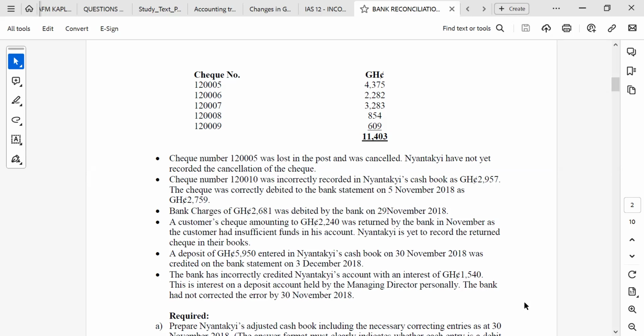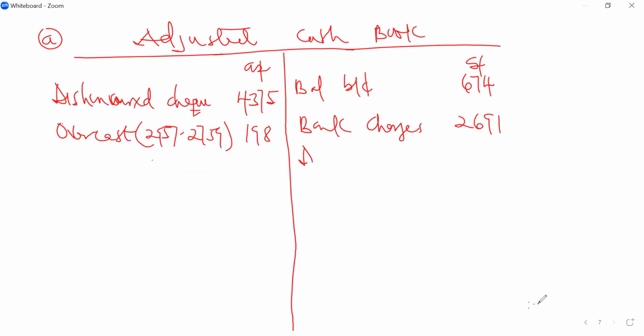Yes. So the time that we received the check, we debited our account. Is that correct? Yes. Okay, so we have the 2240 over here. The time that we received the check, we debited it. But now they are saying that the check has been returned. It means that the customer did not pay us, isn't it? The customer is still owing us. So we have to reverse that particular transaction by crediting our cash book. Are we okay with that?